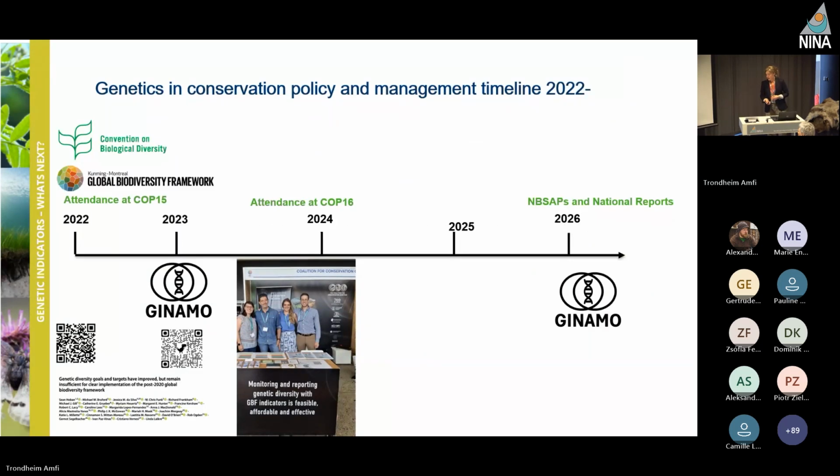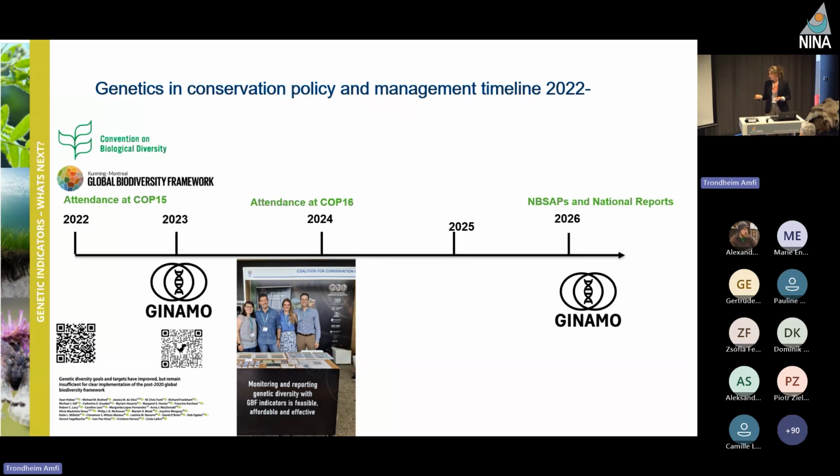So this is all good. The countries need to report a first time in 2026. So GNMO is working with some of the countries, and we also have a focus on the reports that will be handed in February next year, to see how well countries deal with actually getting calculations on genetic diversity indicators. But we don't do that alone.